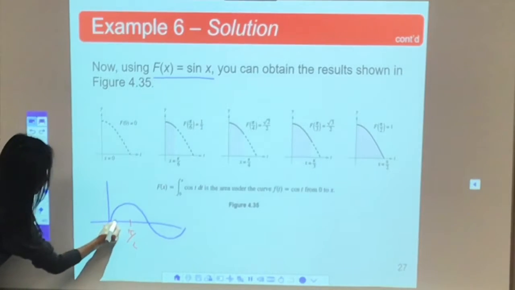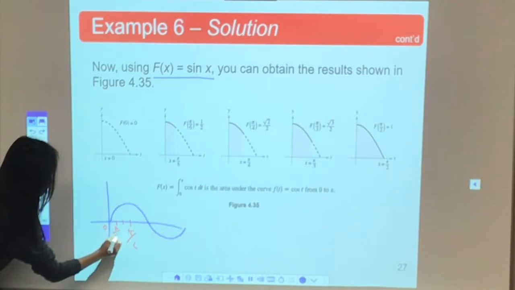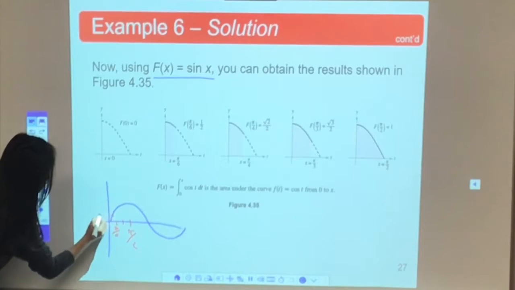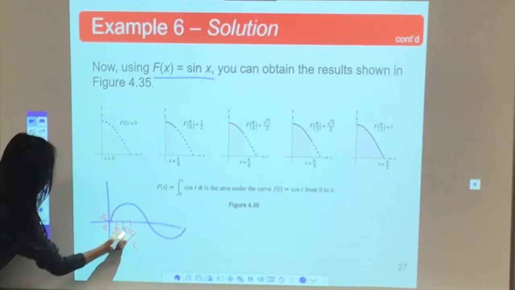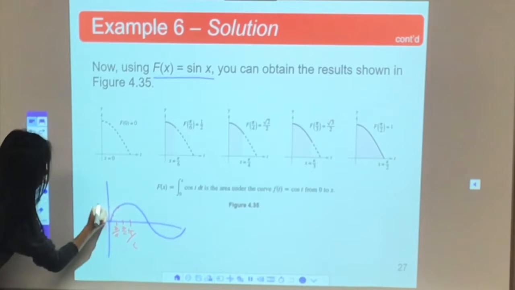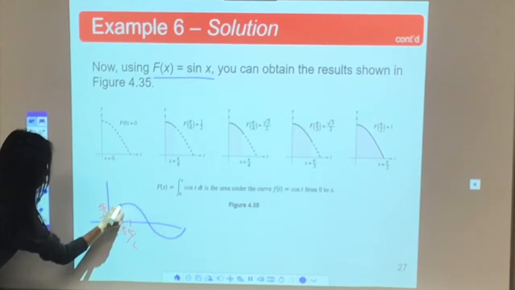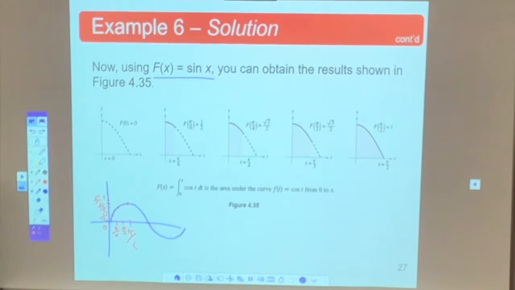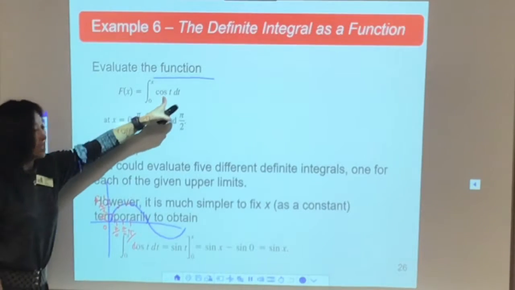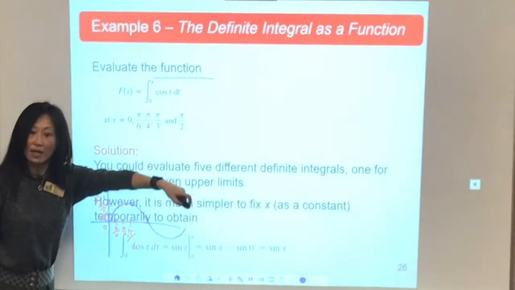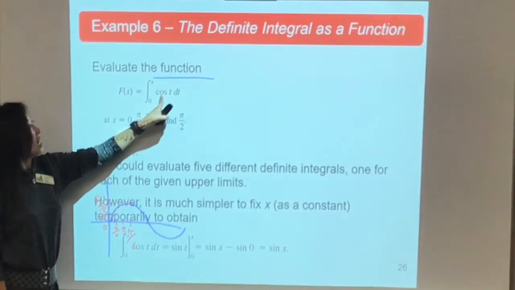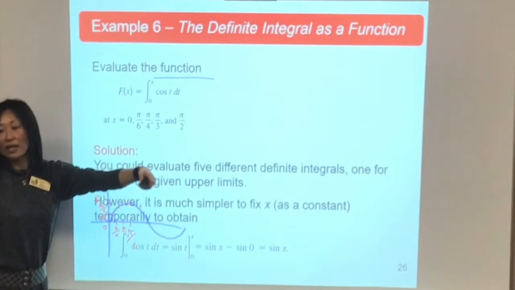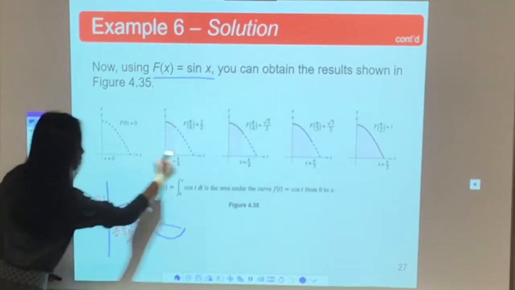You start with 0. Right here is 1/2. Pi over 4, you get a what? Square root of 2 over 2. And here is what? Square root of 3 over 2. And here you get a 1. So this is my sine graph. As you know, when you take the derivative of cosine, you get a what? Sine. Am I right? The antiderivative of cosine is what? Sine, right? So that's why you have this.